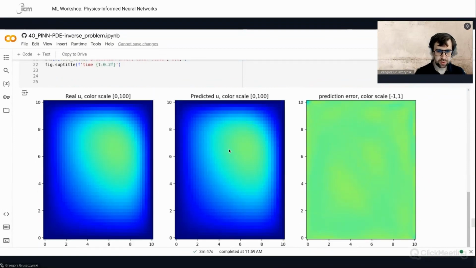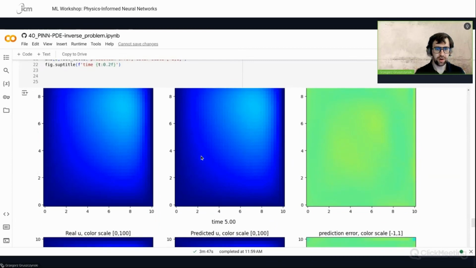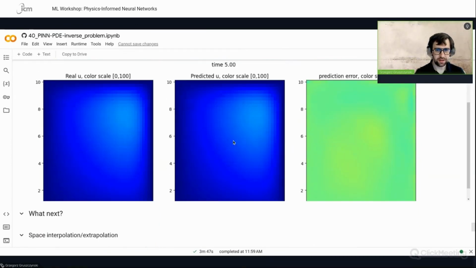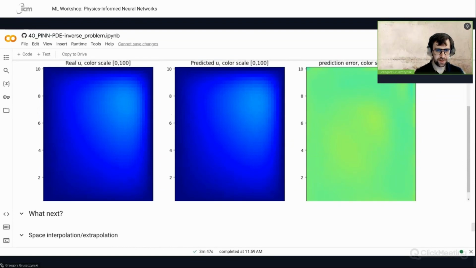Time step 2, 3, 4, and 5. So based on it, we can say that the results look pretty similar.